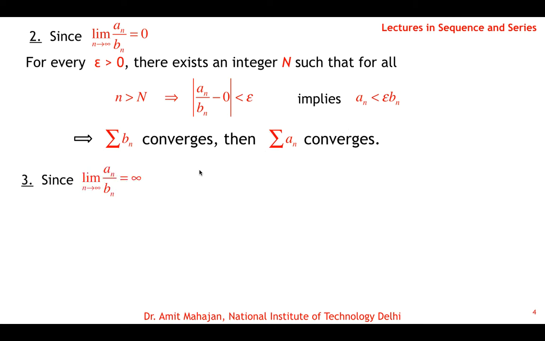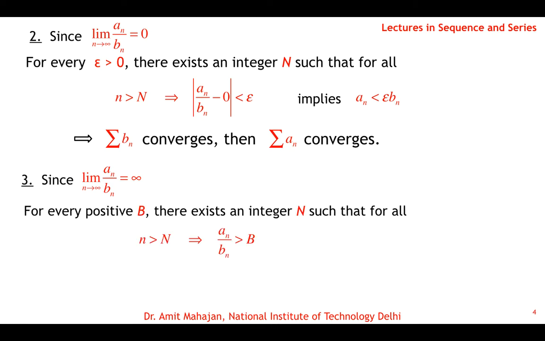The third case is if the limit as n tends to infinity of an by bn is infinite. By definition, for every positive number b there exists an integer N such that for all n greater than N, this number is bigger than b. So an by bn is still bigger than b. That's why this limit goes to infinity, because there is no upper bound. You choose any large number, and the ratio is still larger than that. From here we can write that an is greater than b times bn.